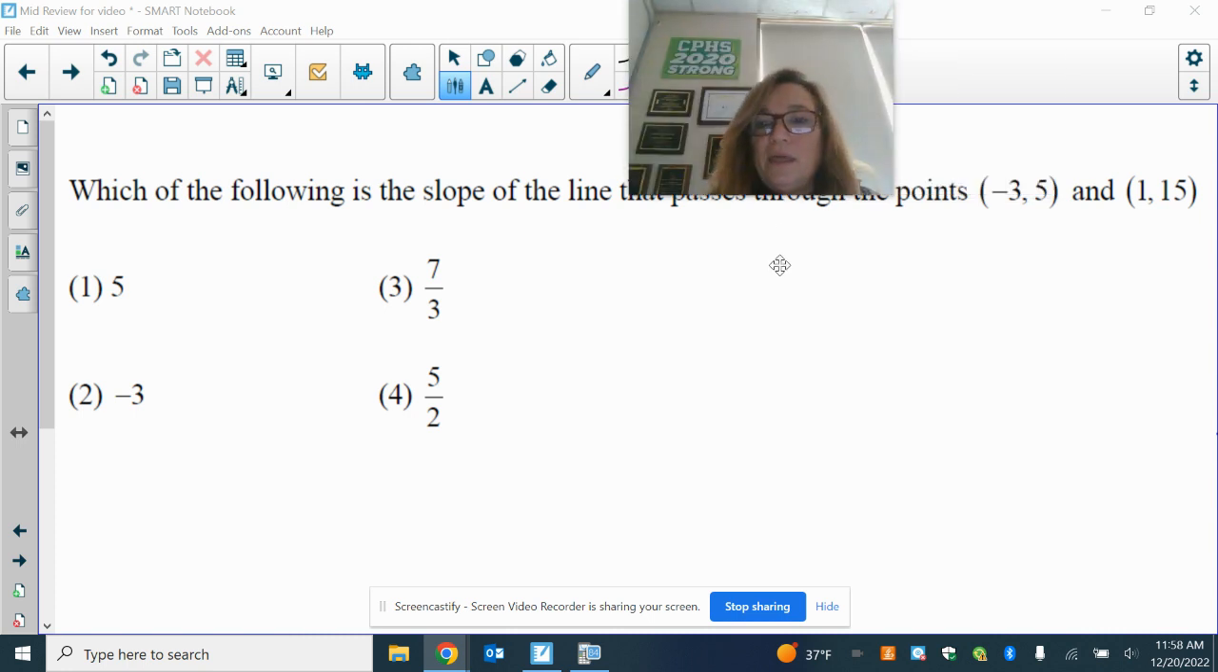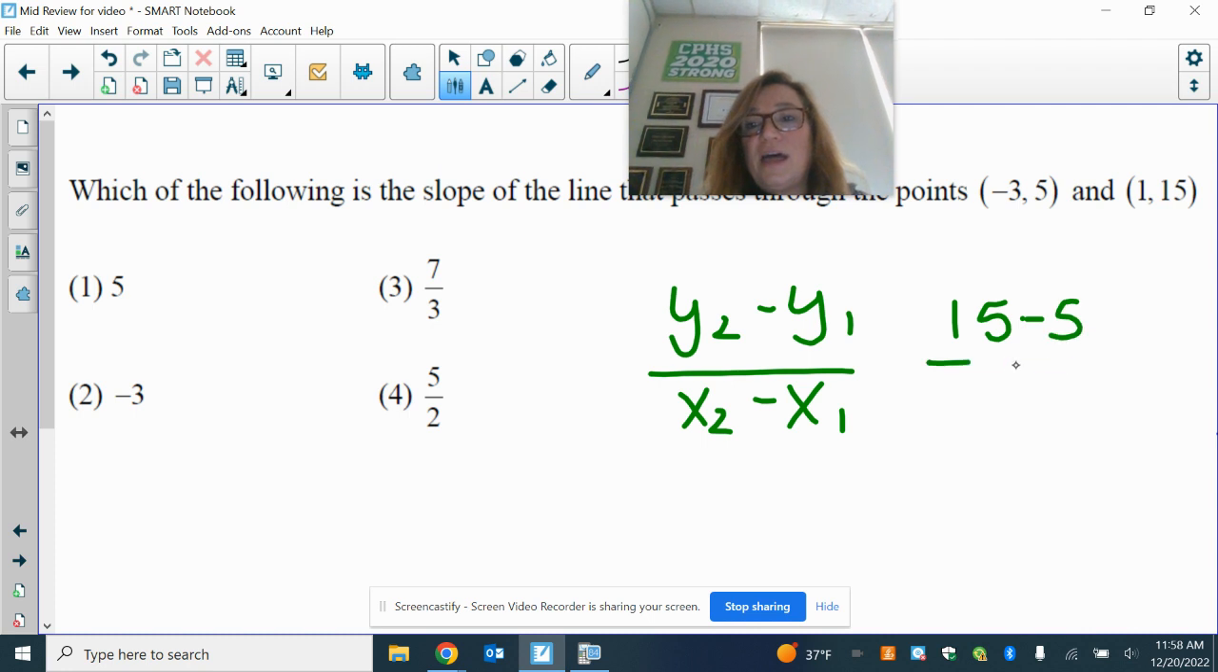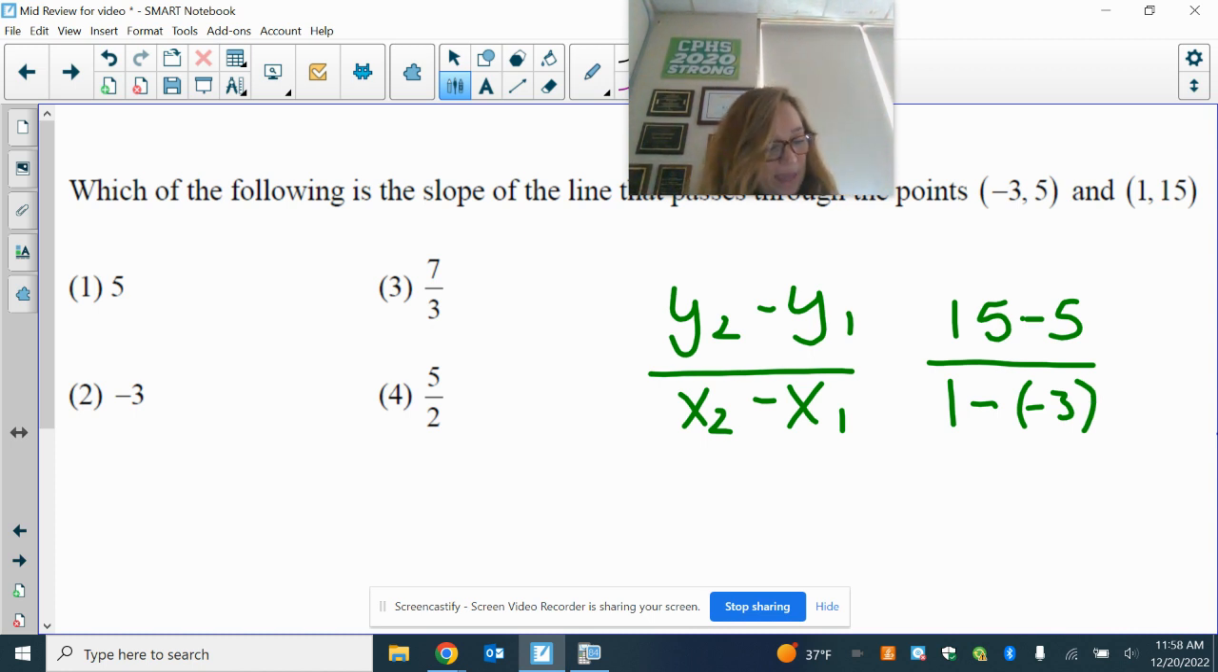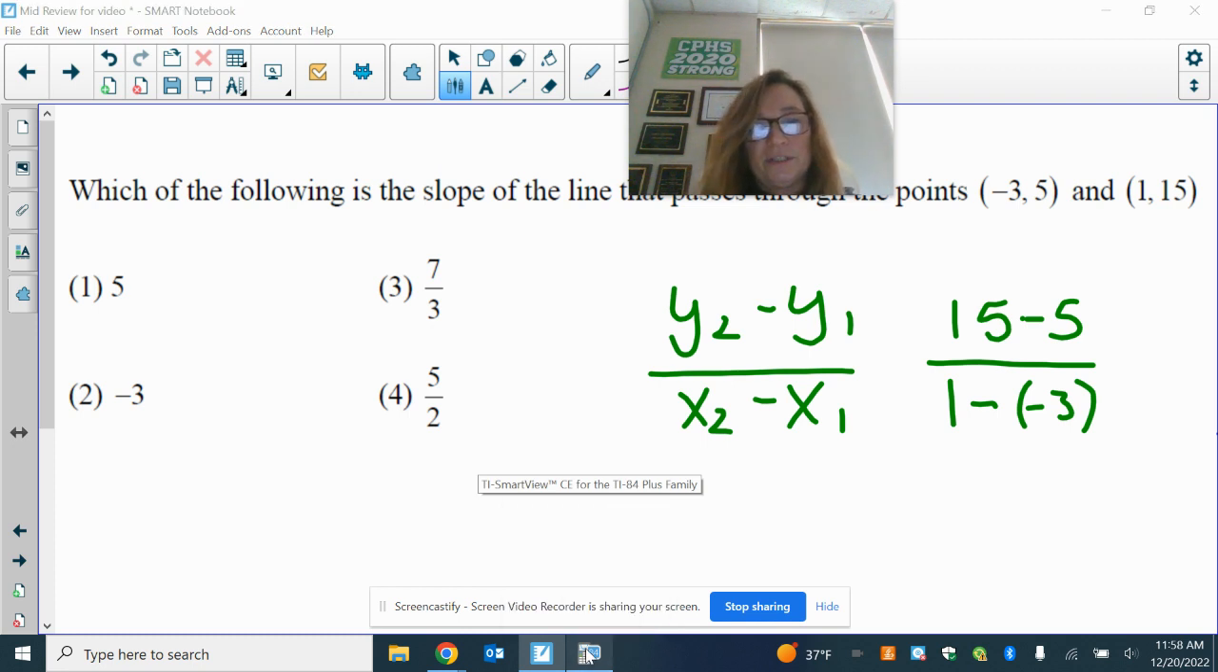Okay, slope. So that's y2 minus y1 over x2 minus x1. Change in y over change in x. So 15 minus 5 and 1 minus a minus 3. I'm going to show you how to input that on the calculator because I feel like a lot of you are still struggling with negative numbers.